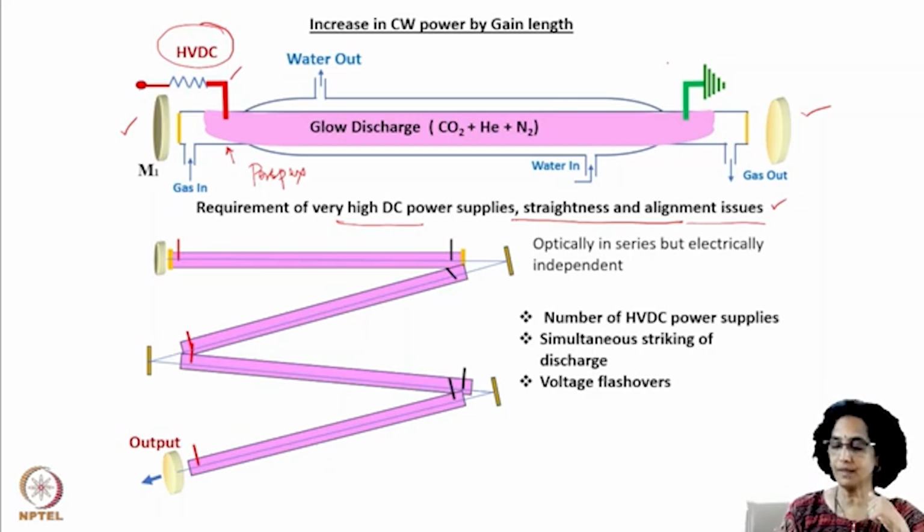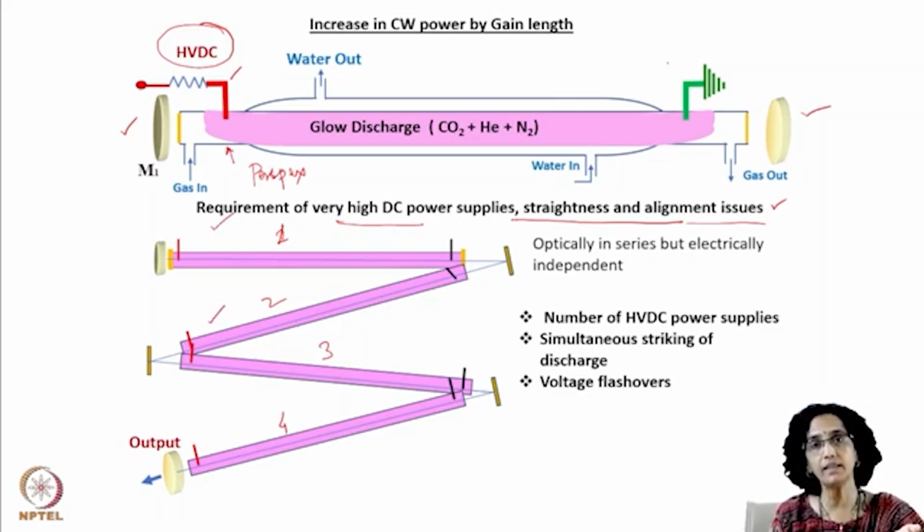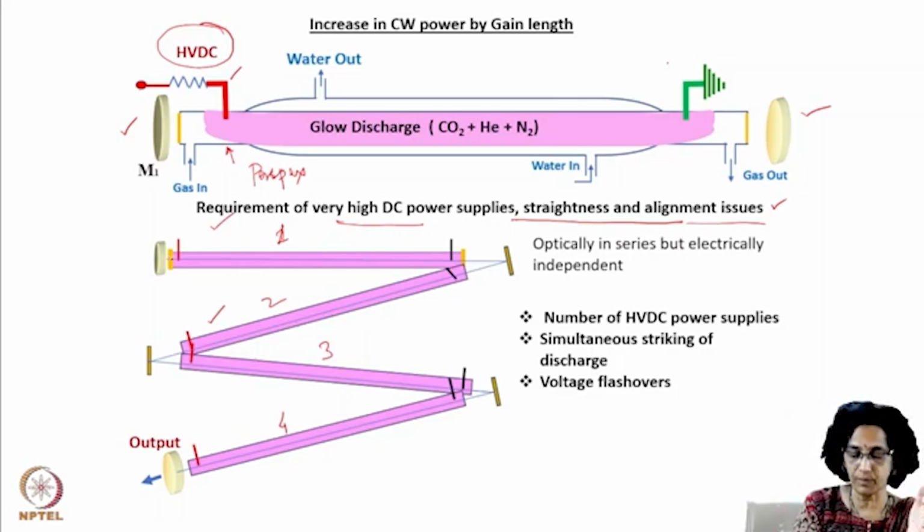The other method is, okay, you do not have a single long discharge, you have many discharges. For example, I have shown here many discharges, 1, 2, 3, 4 discharges, right? Each has its own power supply. This has its own power supply, this has its own power supply. Only they are optically in series. That means the photons which start from here, suppose they get reflected from here, go through the other discharge, go through the other discharge. So they are amplified. Amplification is happening in every tube. So these are optically in series.